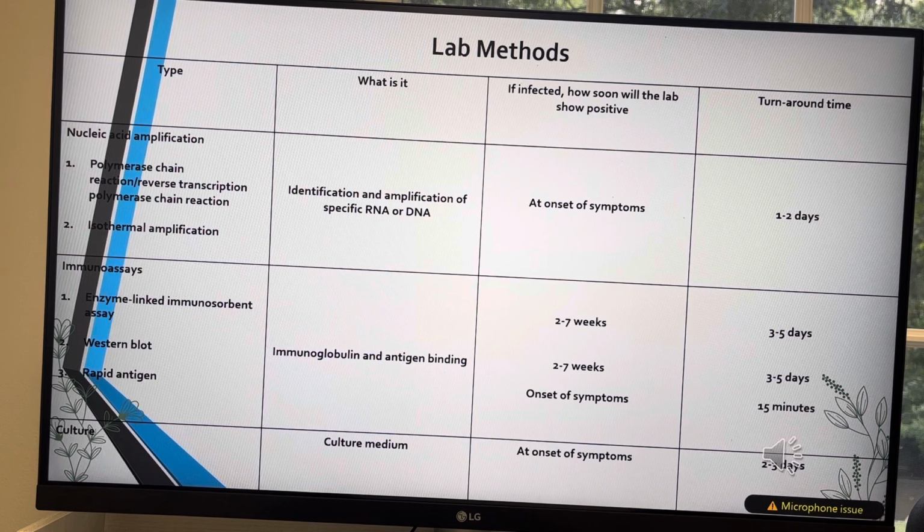There are two specific ones I'd like to discuss. The rapid antigen test is also an immunoassay, but we're going to focus on the first two. Let's start with ELISA, enzyme-linked immunosorbent assay.